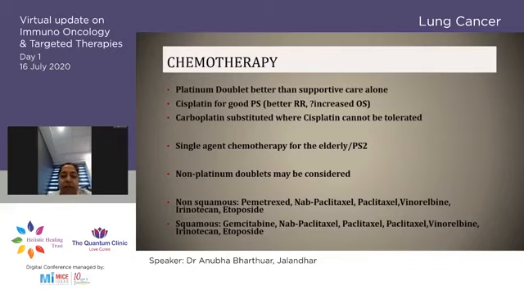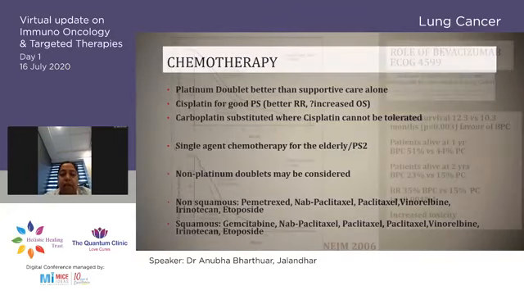Single agent chemotherapy for the elderly is definitely an option. There was the ELVIS trial that showed that vinorelbine alone was better than supportive care. Sometimes we may consider non-platinum doublets. And of course, we all understand that based on the histology, whether they are non-squamous or squamous, we will choose the appropriate partner for the platinum doublet. Especially in non-squamous, we will consider pemetrexed, and in squamous, gemcitabine or the taxanes.